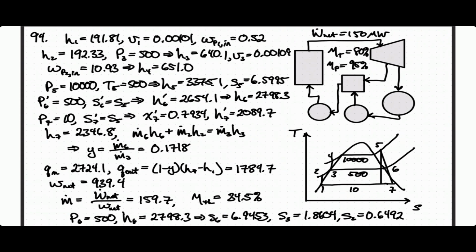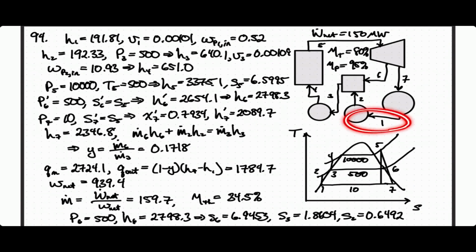So we have basically the same process as always. We'll start off, I guess I should probably label these. This is 1, 2, 3, 4, 5, 6, 7. Yeah, that's right.